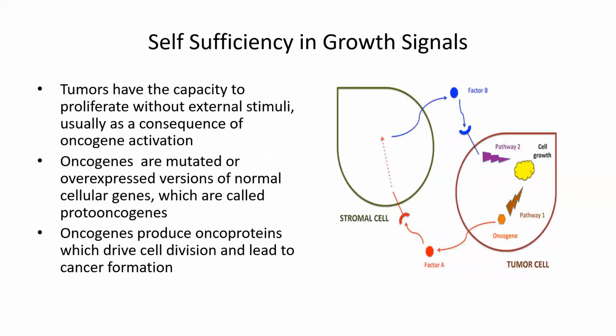So what is the first hallmark? It is self-sufficiency in growth signals. As discussed earlier, the proto-oncogenes. Tumors have the capacity to proliferate without external stimuli. Oncogenes are the mutated versions of normal genes, which are called proto-oncogenes. What do oncogenes produce? Oncogenes produce oncoproteins. Oncoproteins will lead to cell growth. Most of the time, oncoproteins and oncogenes are used interchangeably, but we need to remember oncogenes don't do anything themselves. Oncogenes produce the oncoproteins, which drive the proliferation of the cell.